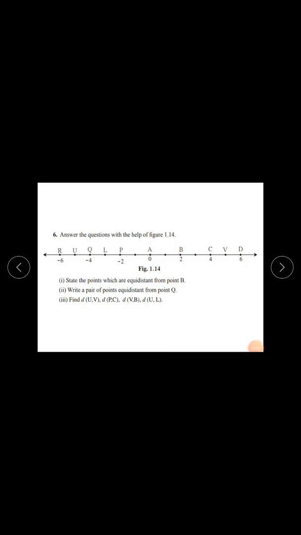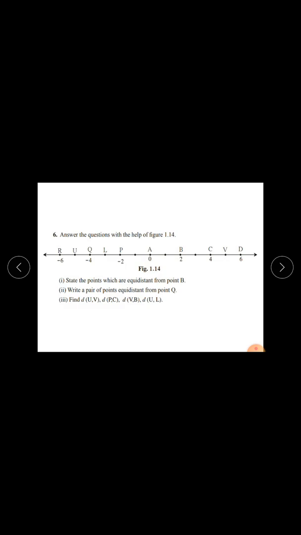Question number 6 from practice set 1.2. Answer the questions with the help of figure 1.14. This figure is given, one number line is given, some points are given and their coordinates are given.